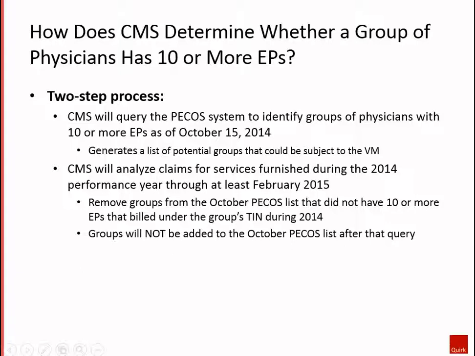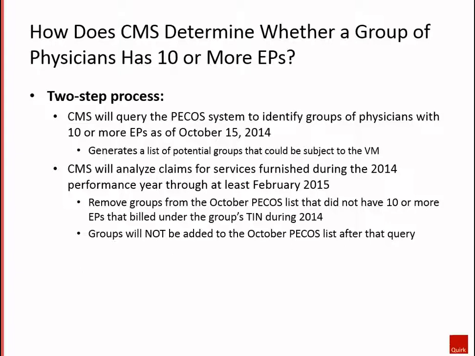So how will CMS determine whether a group of physicians has 10 or more? I've already told you the formula for calculating how many providers you have in your group. But CMS will run an official query on the PACO system, and this will allow them to identify groups of physicians with 10 or more eligible professionals as of October 15th. So they'll generate a list of potential groups that could be subject to the value modifier. And then at the end of February, when all of the PQRS measures should be submitted through registries or web interfaces, they will again evaluate and remove any groups from the list that did not have 10 or more eligible professionals that billed under the group's tax identification number. So groups will not be added to the October PACO list after that query.